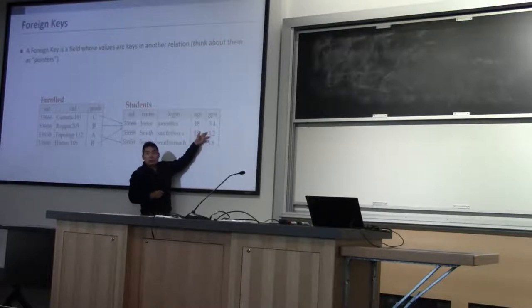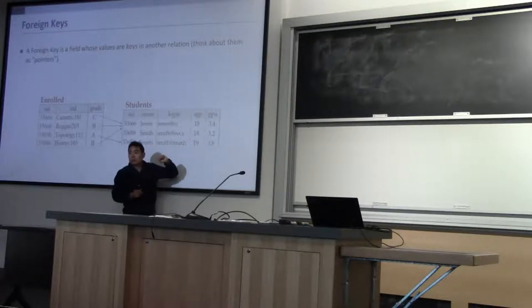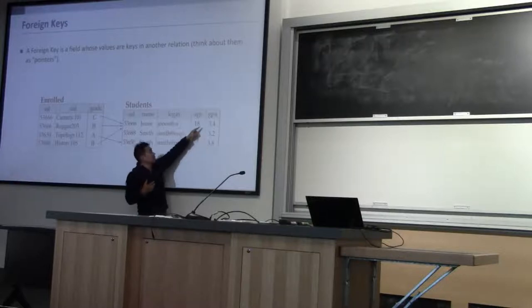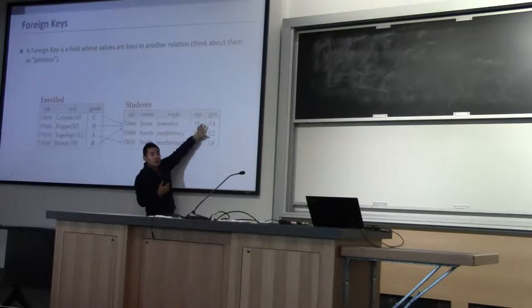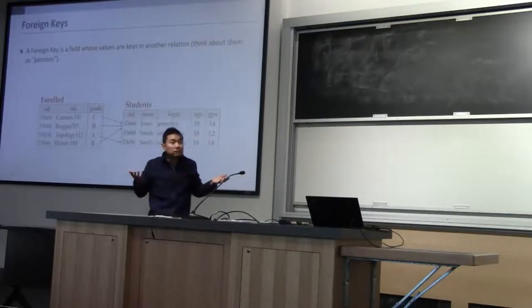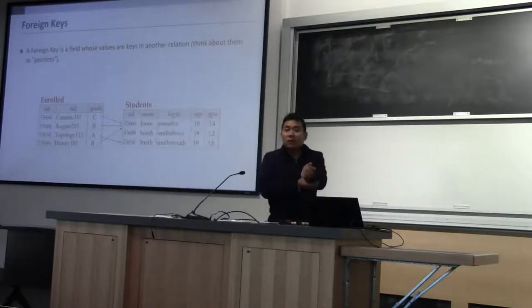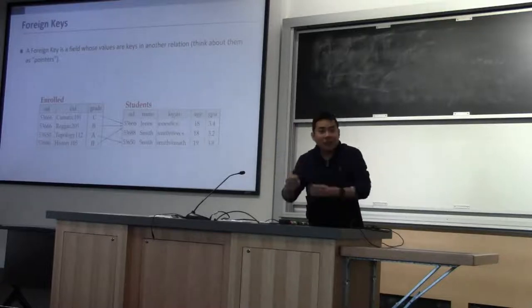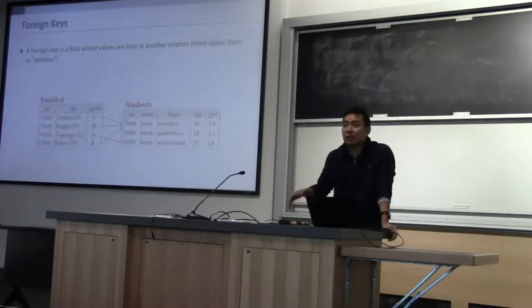But how come GPA is not a key? GPA values are distinct. That was his argument. If you look at this particular instance, there are three values of GPA, and they are all distinct. Why can't I use GPA as a key? The fundamental reason that GPA is not a key is embedded in this question.